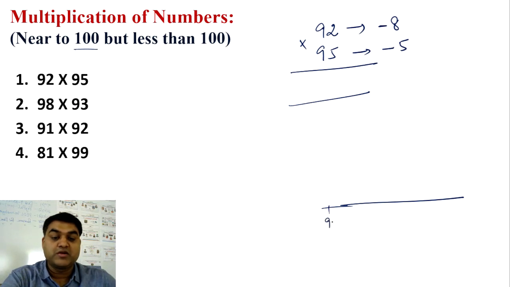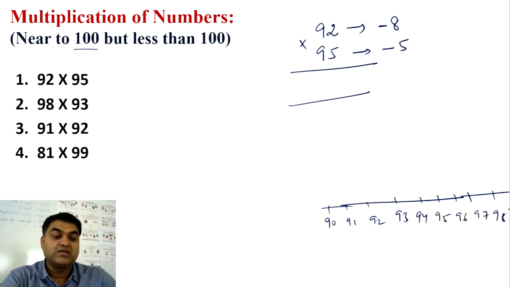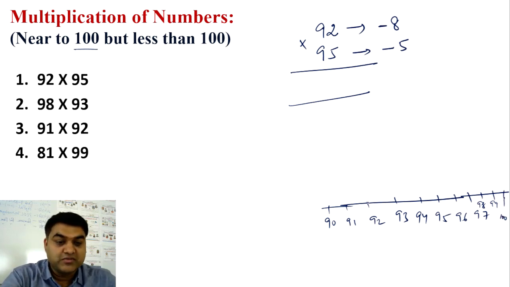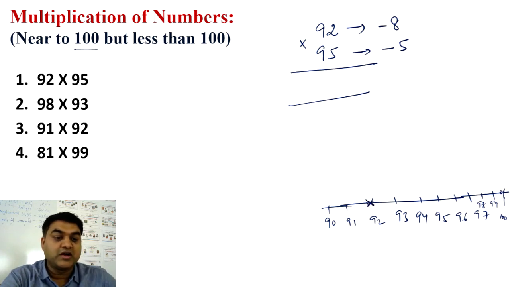If you put this number on the number line, 90, probably the number line would have increased, right? So that's what we will see. Okay, suppose here is 98, this is 99, and this is our 100. So what would have happened here? 92, where does it come? This is 92, right? We have to go to 100. How far is it?